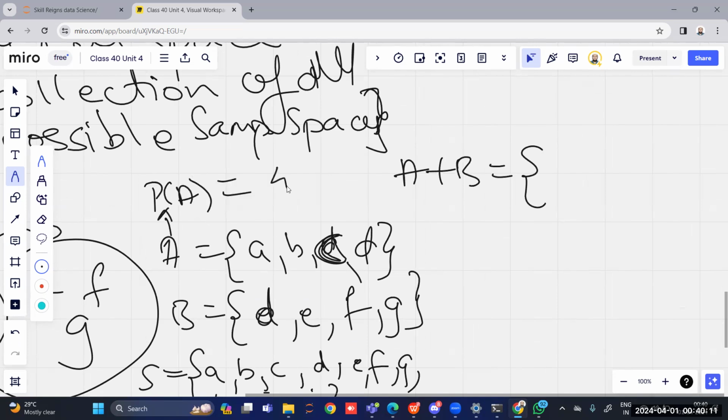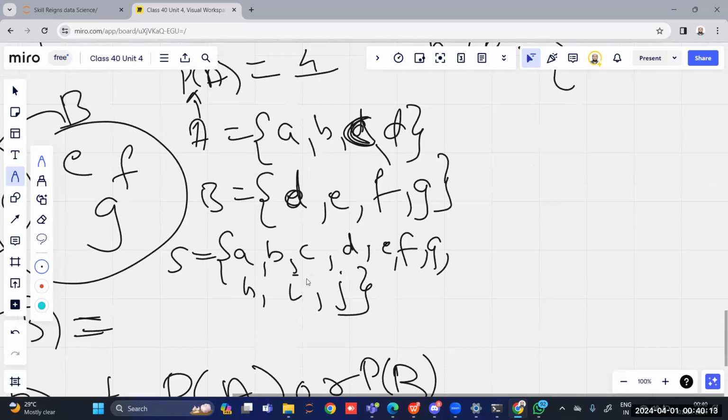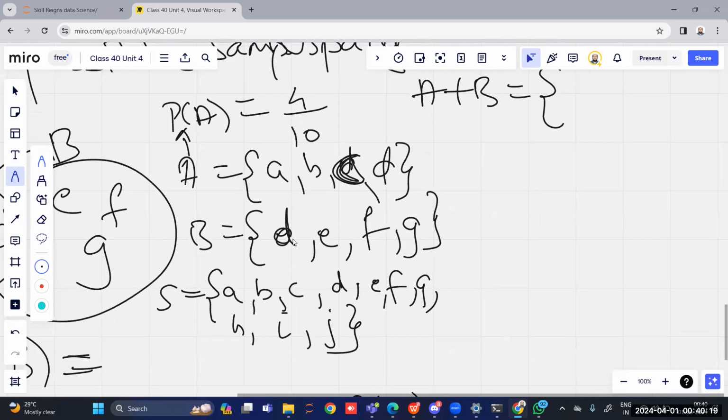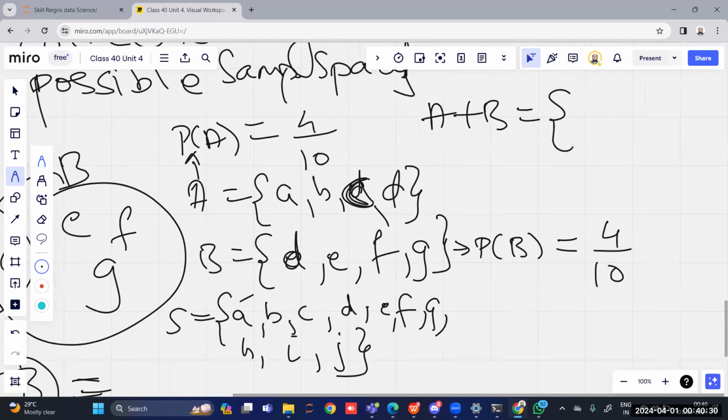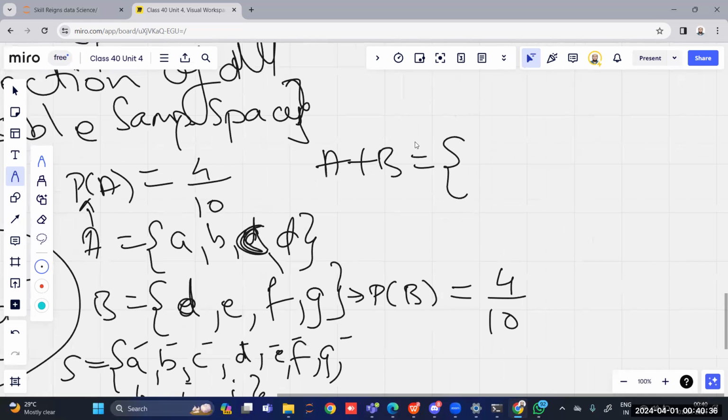It is 1, 2, 3, 4. 4 upon how many elements are there in sample space? 1, 2, 3, 4, 5, 6, 7, 8, 9, 10. Yes, 4 upon 10. Probability of B, I'll write it here. Probability of B, it will be 1, 2, 3, 4. This will also be 4 upon 10. Okay. Only 10 are there, right? See, 1, 2, 3, 4, 5, 6, 7, 8, 9, 10. Correct? Yes, 10 are only there. 4 upon 10. And what will be A plus B?